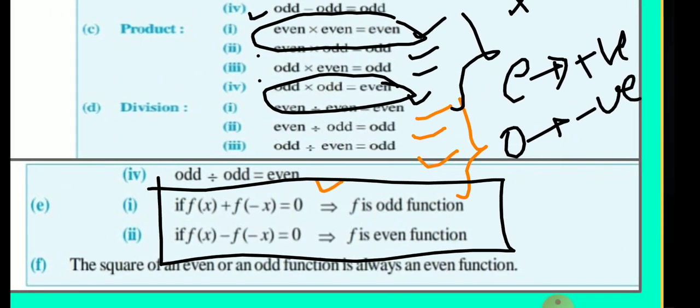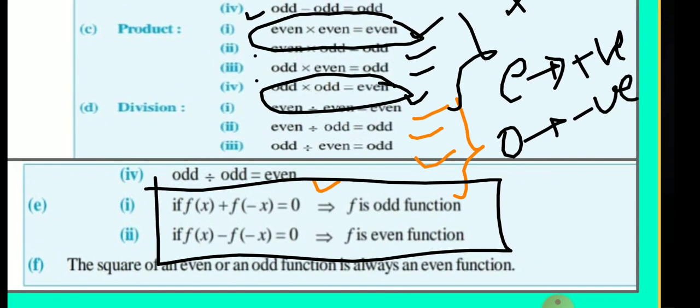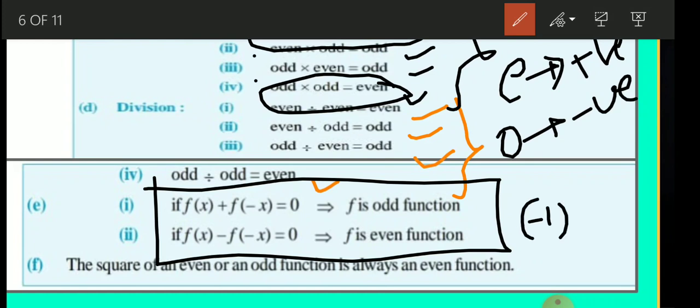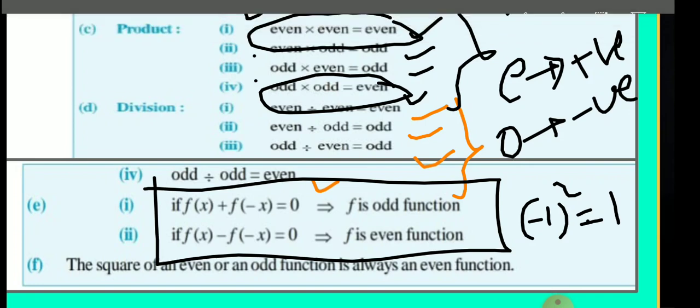The square of an even or an odd function is always even, because when squaring the odd function, the negative pulls out, making the even power, so the result will always be even. Squaring the negative sign means minus 1 whole square, and what is minus 1 whole square? That is plus 1, so of course it becomes positive. So that's why the square of any odd or even function is of course even. Squaring means power 2, and a negative becomes positive. So squaring any odd or even function, the result is an even function. Okay, fine.